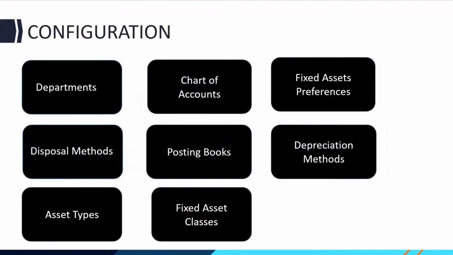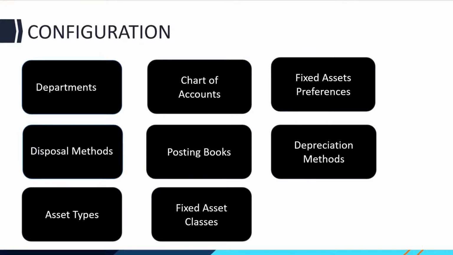We are going to look at the following configurations and setups. We're going to look at the departments, chart of accounts, the fixed asset preferences, disposal method, posting books, the depreciation methods, the asset types, the fixed asset classes. We're going to start off with the departments.